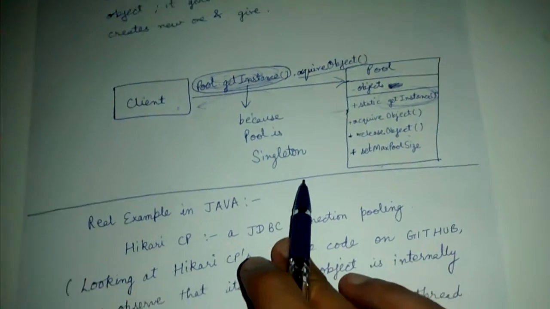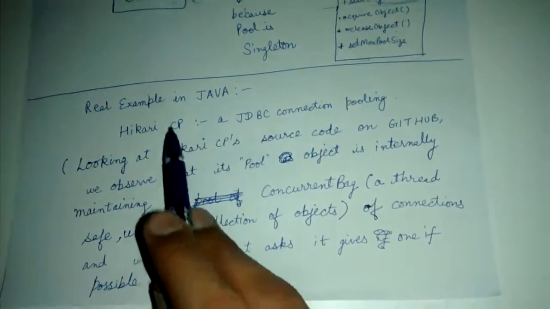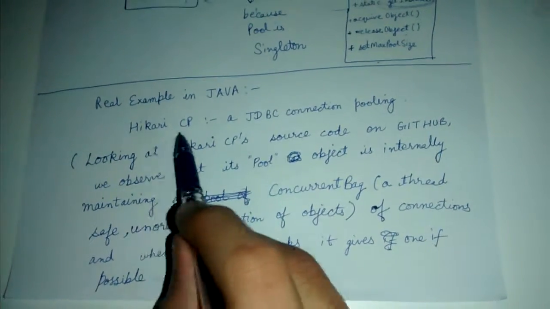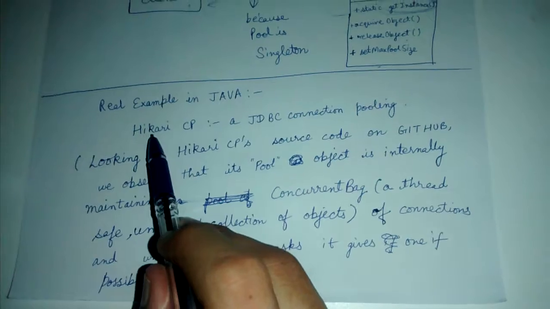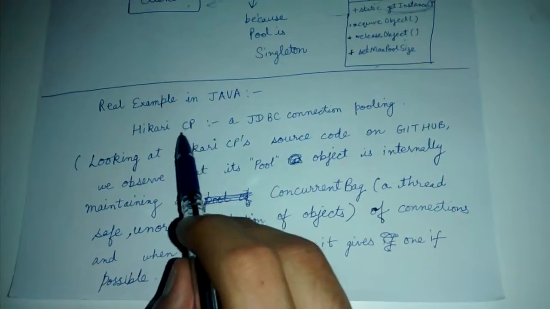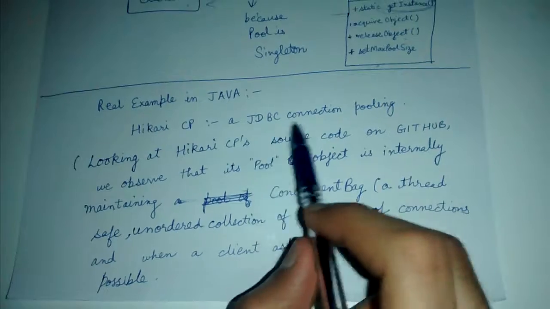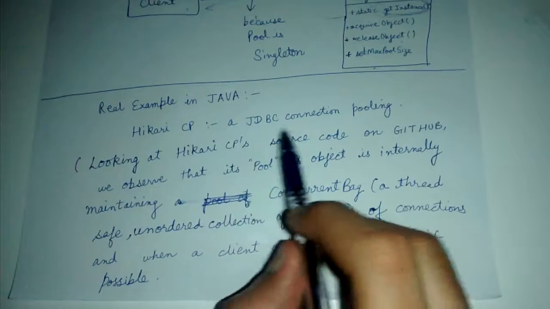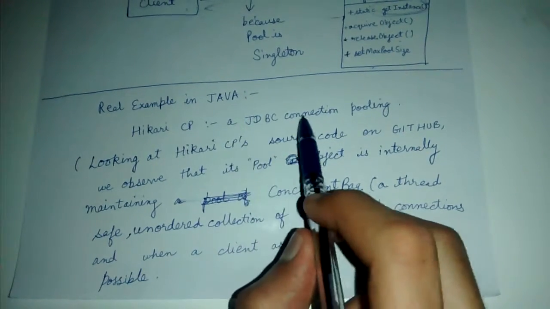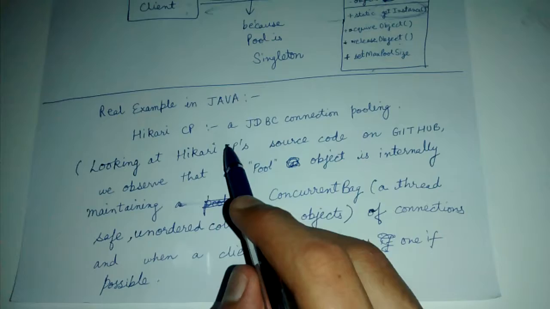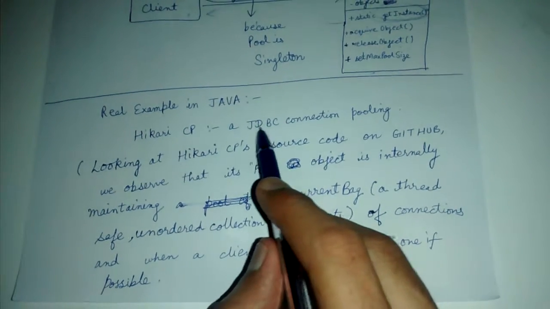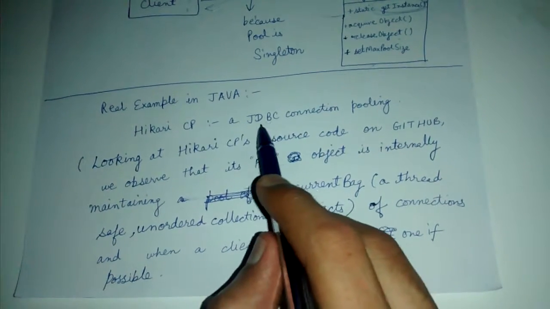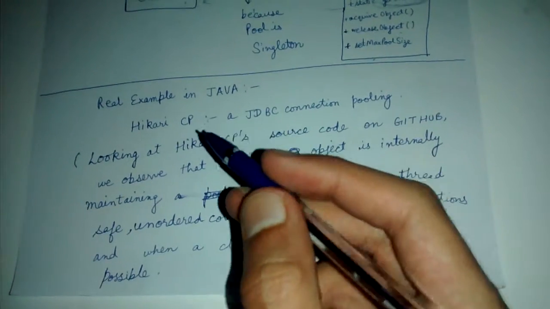So let's see a real example in Java. There is this really cool tool available on the internet called Hikari CP. CP stands for connection pool. So this is basically a JDBC connection pool. A JDBC connection is a Java database connection, which is connecting to a database using the Java API, that is, connecting to a database from your Java programs basically.